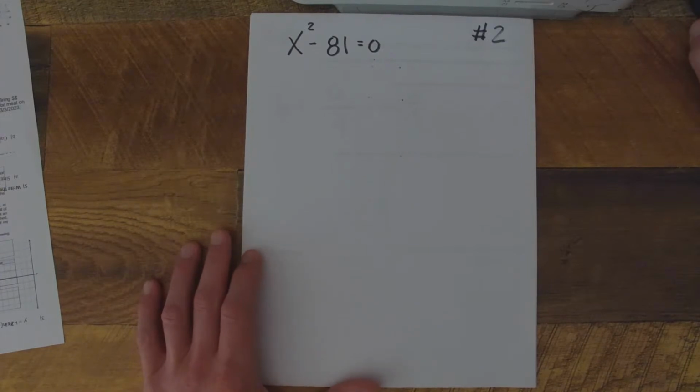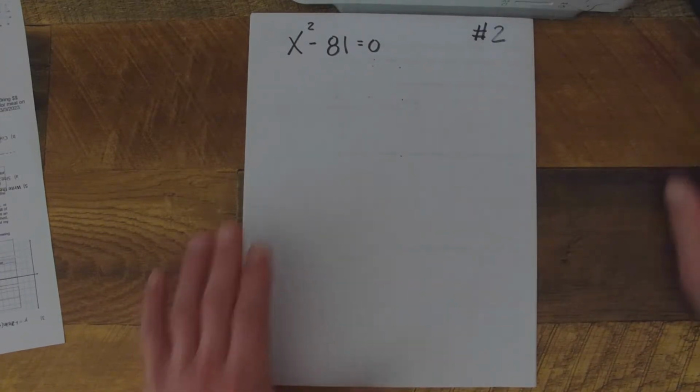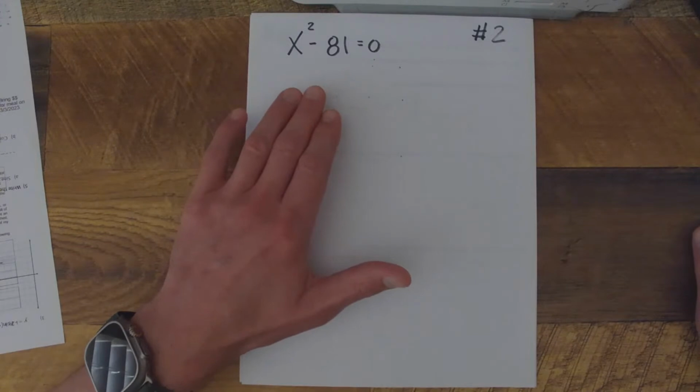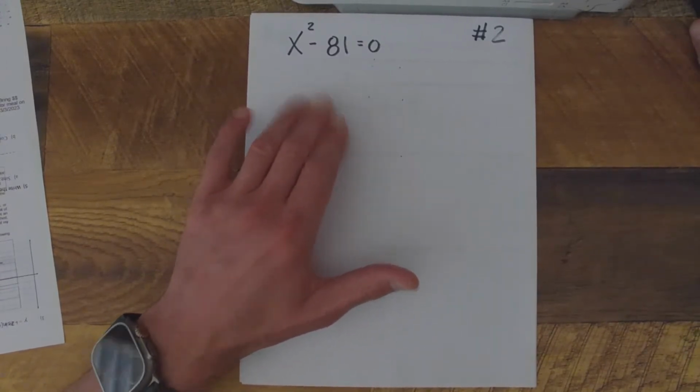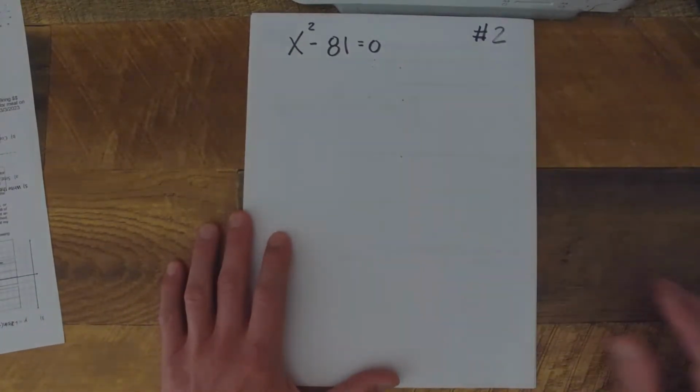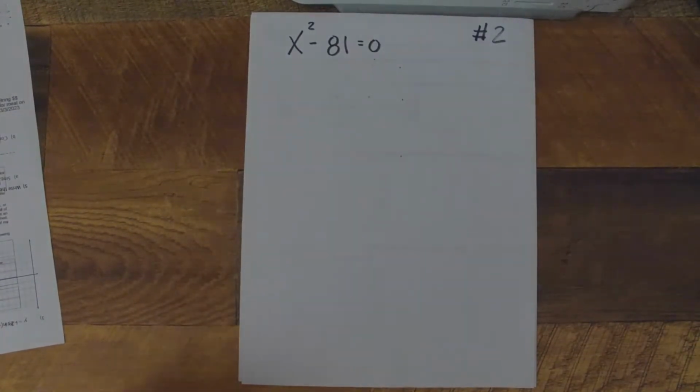All right, let's see. For the second one, what does it say? It says x squared minus 81 equals 0. What is or are the positive values of x? Now, this one here, there's actually two ways that you can solve this. This is a difference of perfect squares.